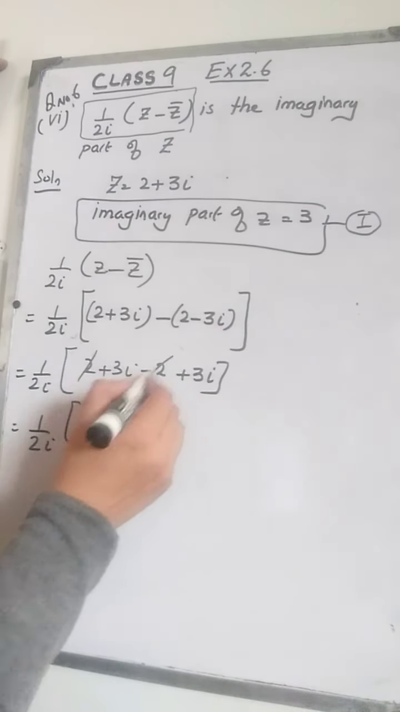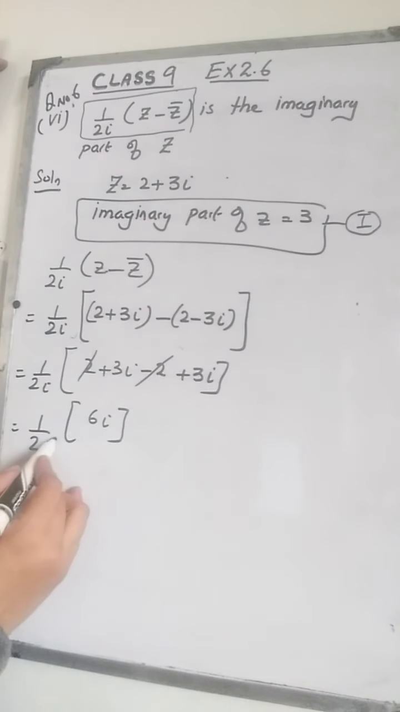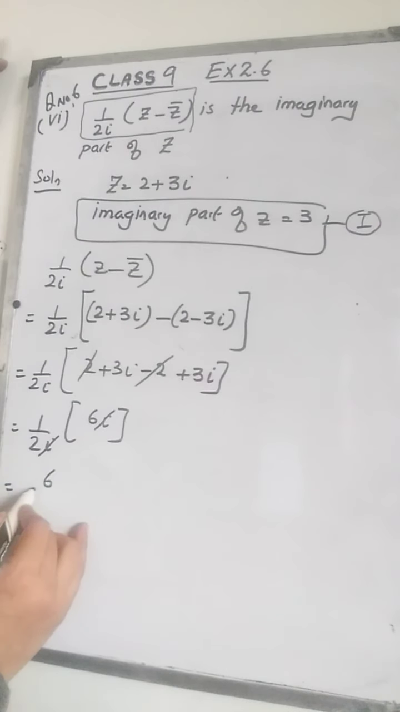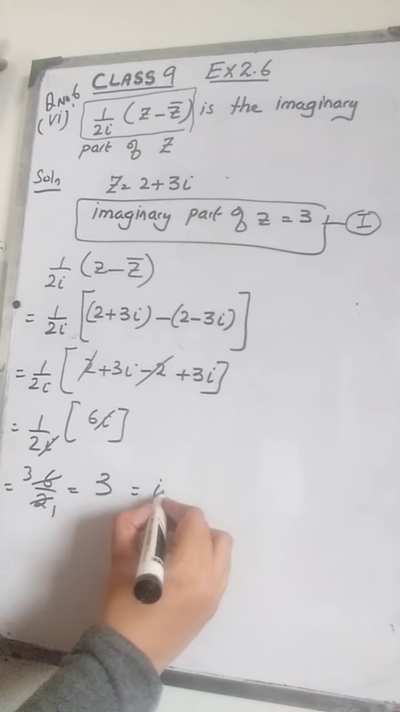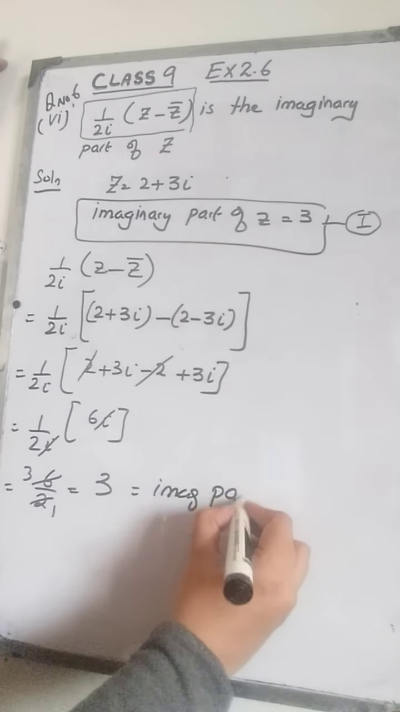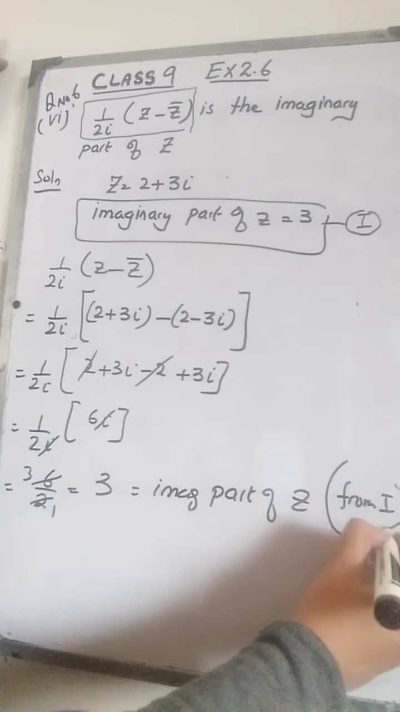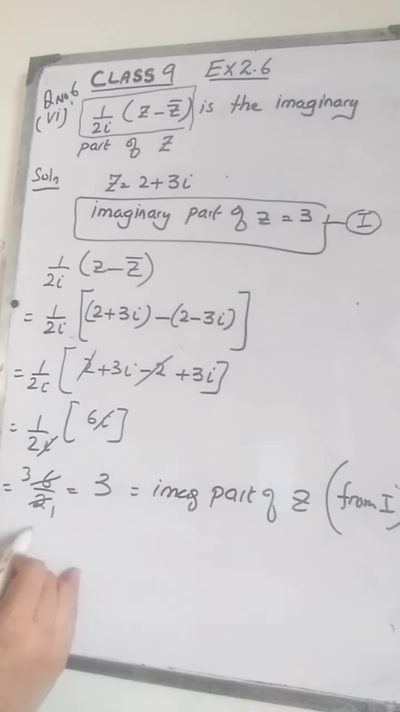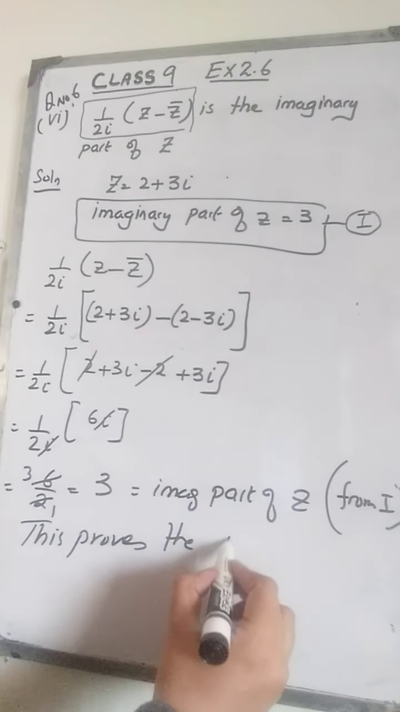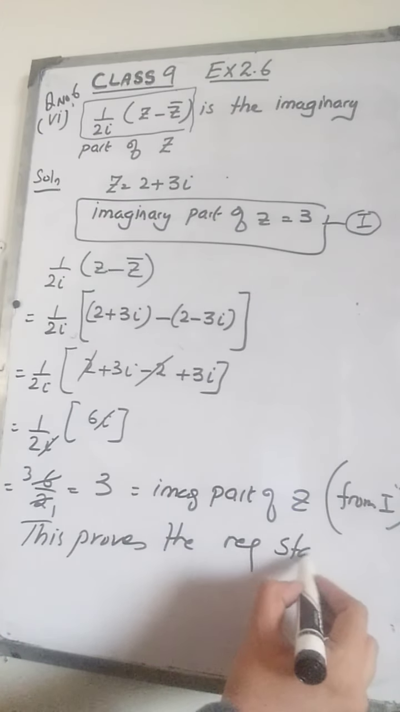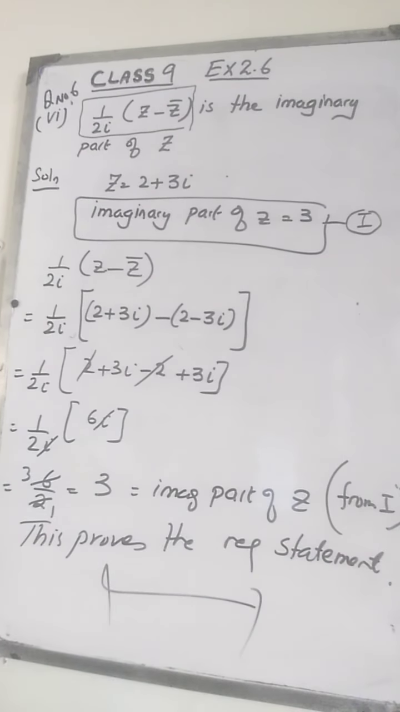And this is very easy. 2 and negative 2 will be cancelled out. 3 iota plus 3 iota will be 6 iota. Now cancelling iota and iota, we will get 6 over 2. 2 1s are 2 and 2 3s are 6. The answer is 3, which is equal to the imaginary part of z, as you can see from 1. So this proves the required statement. That's it. It completes the proof.